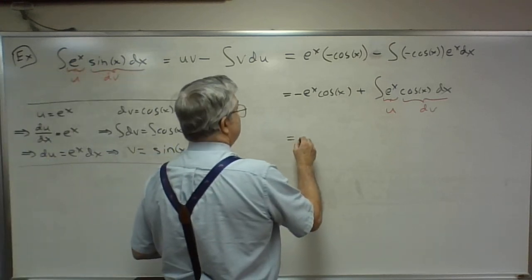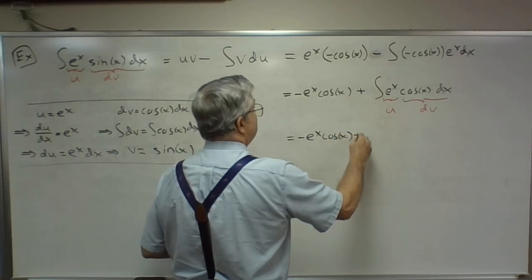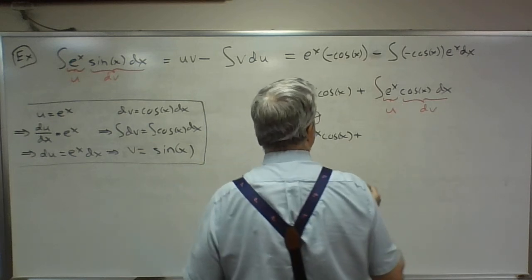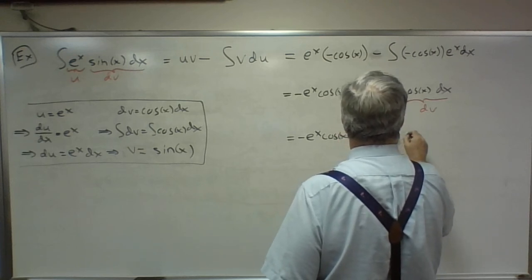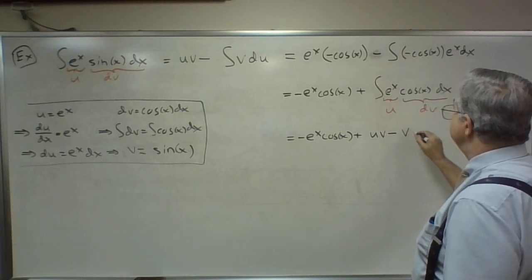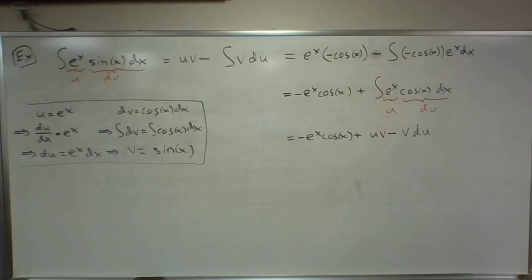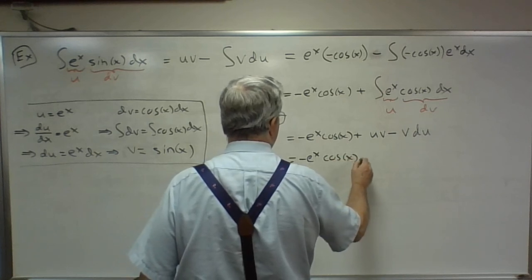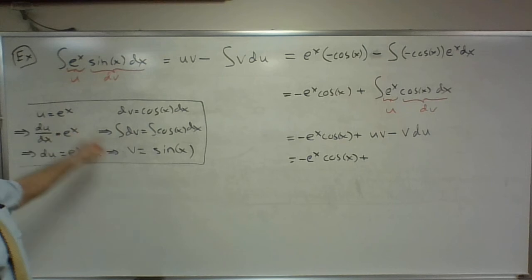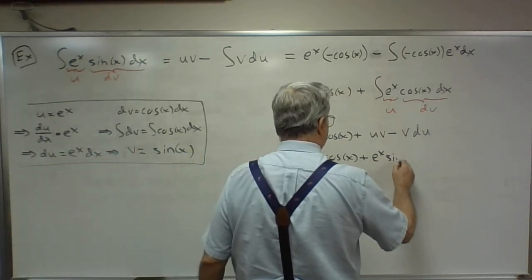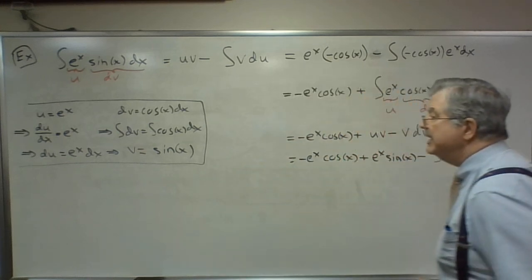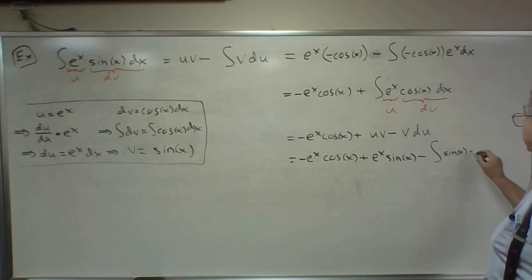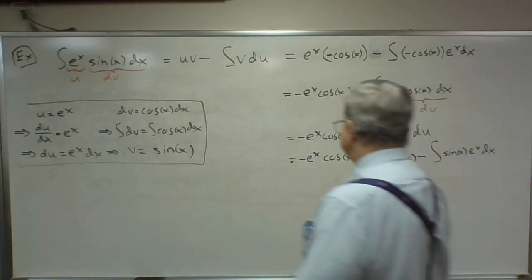And look at what we get. We get negative e to the x cosine of x plus the integral of u dv, and that's going to be uv minus the integral of v du. uv, that's e to the x sine x, minus the integral of v, sine of x, du, which is e to the x dx. And let me just rewrite what we have.